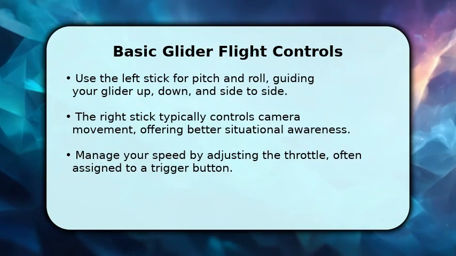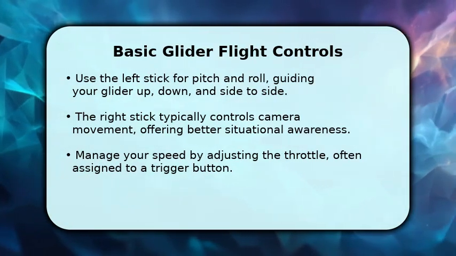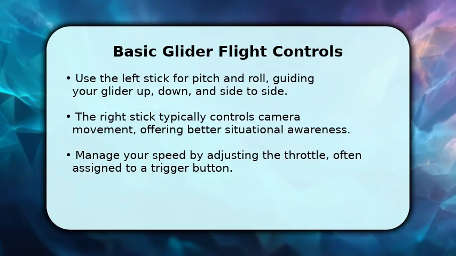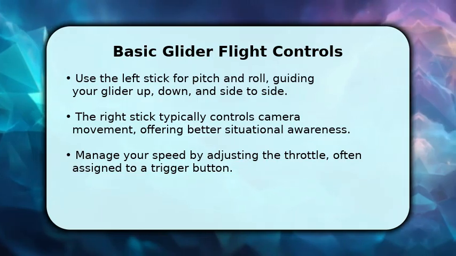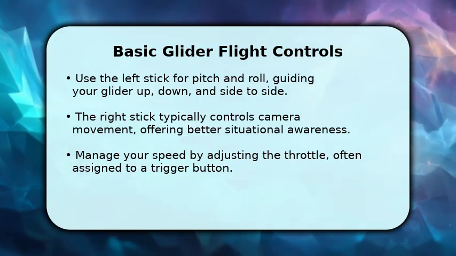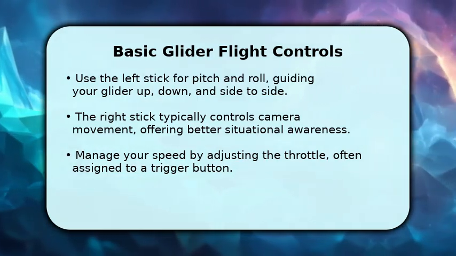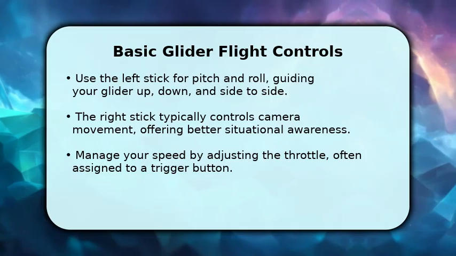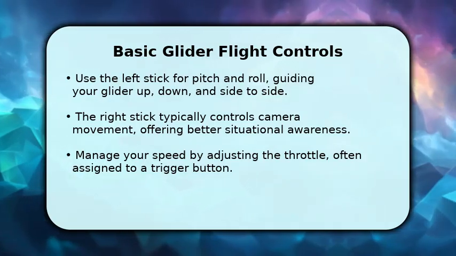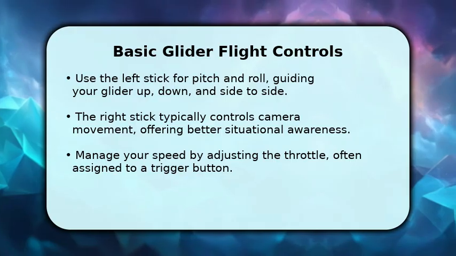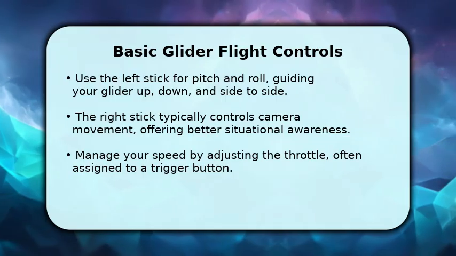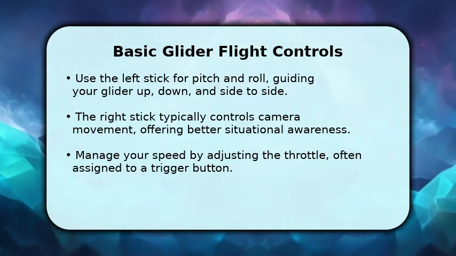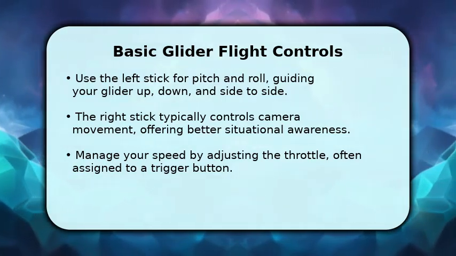Now, let's dive into the fundamental controls for basic glider flight. Your left analog stick is crucial for pitch and roll, allowing you to ascend, descend, and bank left or right. The right analog stick usually manages your camera, giving you a full 360-degree view around your glider. Remember to gently feather your throttle, often on a trigger, to maintain optimal speed without stalling or overshooting your target. Practice these core movements to build muscle memory.